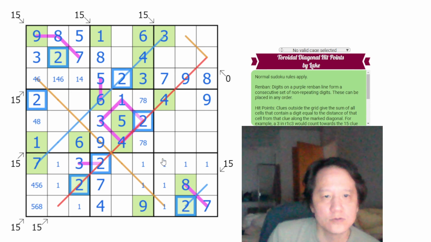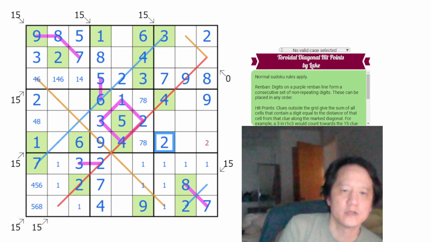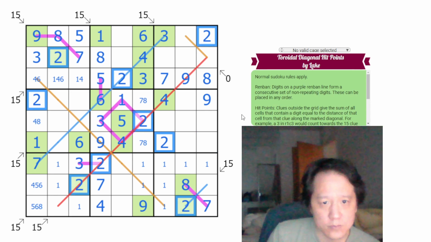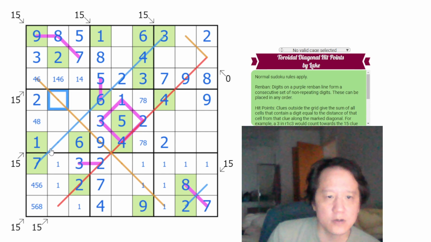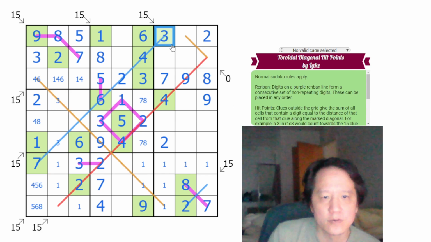Okay, 2s. 2 has to be either here or here. And it cannot be here or here or here or here. So this is 2. So we got 2 and 2. So those should be all the 2s. 3s. 3 could be here or here. Both of those seem fine. 3 or 3. What other ones?